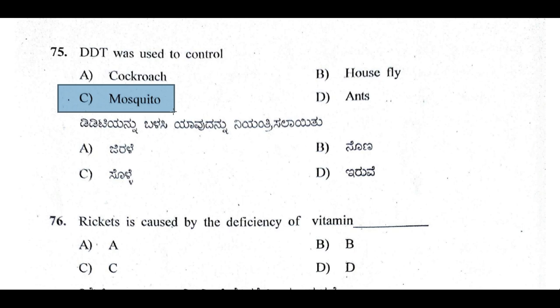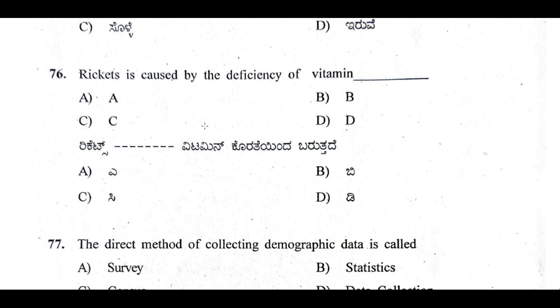Question number 76. Rickets is caused by the deficiency of vitamin. Option A, A vitamin. Option B, B vitamin. Option C, C vitamin. Option D, D vitamin. So rickets is caused by the deficiency of which vitamin? Rickets is usually caused by a lack of vitamin D, calcium and phosphorus. Vitamin D deficiency can occur as a result of having dark skin, lack of exposure of the skin to sunlight, nutritional deficiencies, and disorders of the liver, kidney or small intestine. So option D, vitamin D.